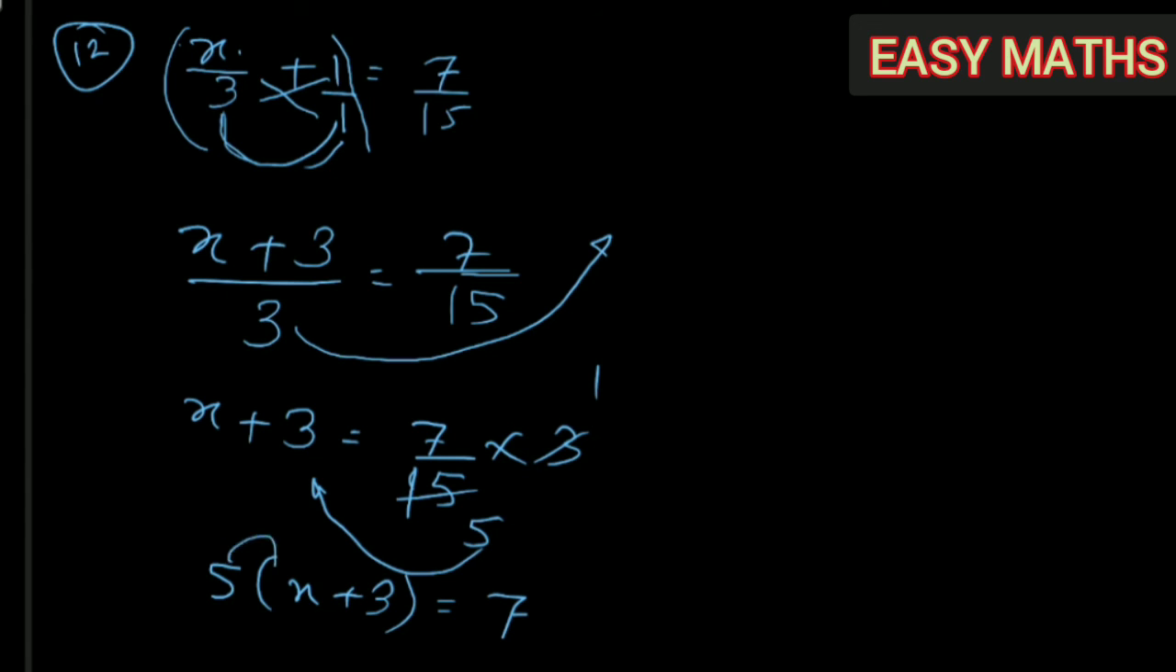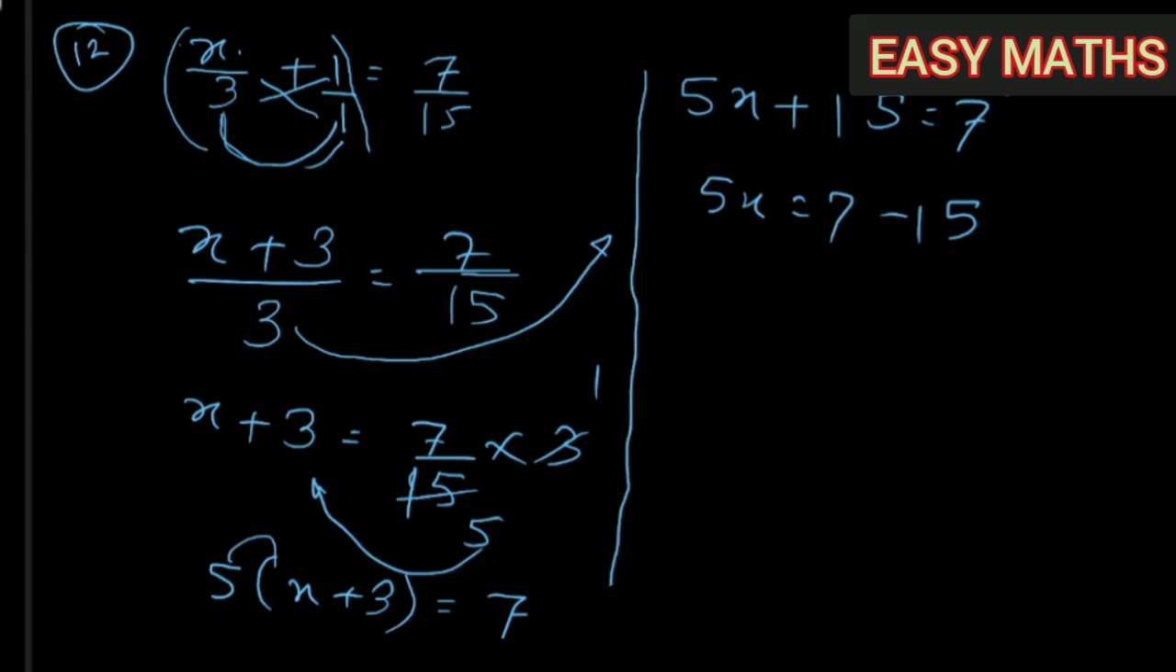Now I am going to multiply this bracket by 5. So it will be 5x plus 3 5s are 15 equal to 7. And in the next step, this 15 will go to the other side and its sign is going to change. Not the sign of this 7 here. It will remain as it is. Sign of 15 has to change. It is minus 8 now.